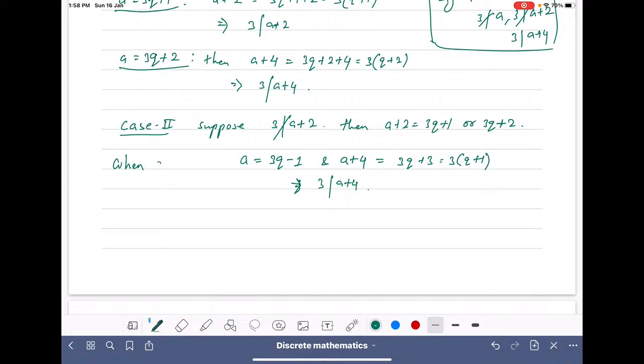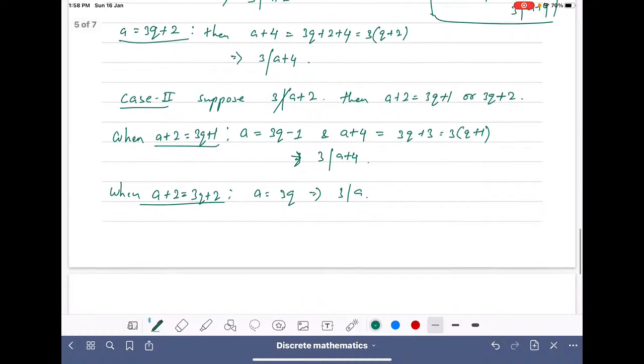This is when a plus 2 is equal to 3q plus 1. When a plus 2 is equal to 3q plus 2, then a becomes 3q. This is 3 divides a. This is case 2. So either a is divisible by 3 or a plus 4 is divisible by 3. When a plus 2 is not divisible by 3. I think I am clear.